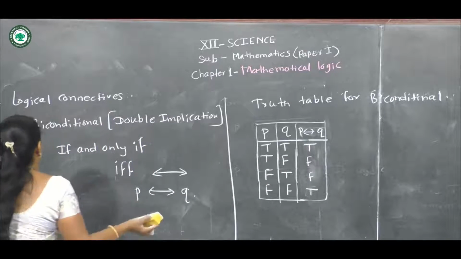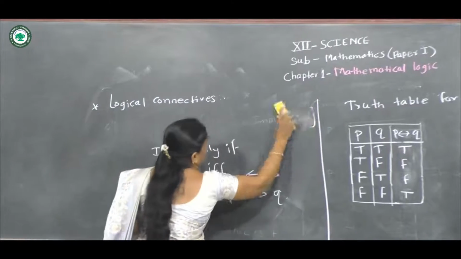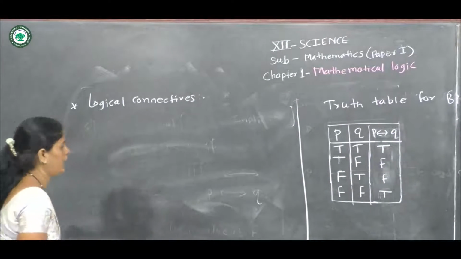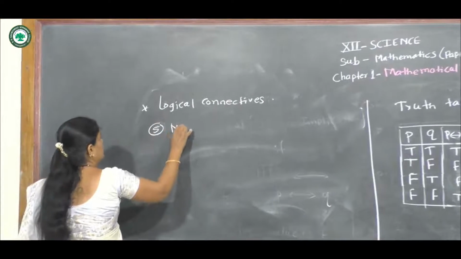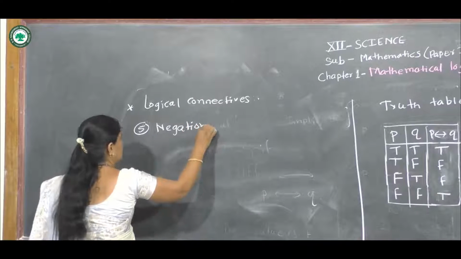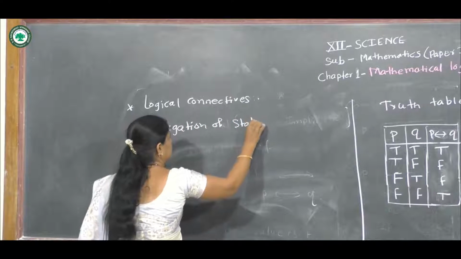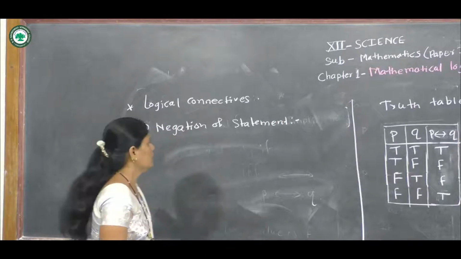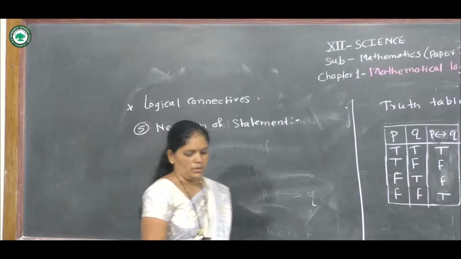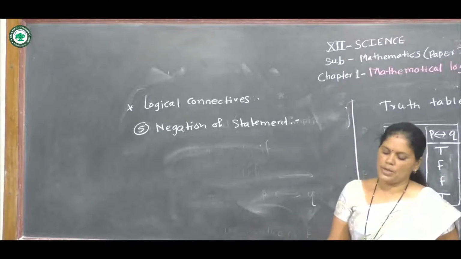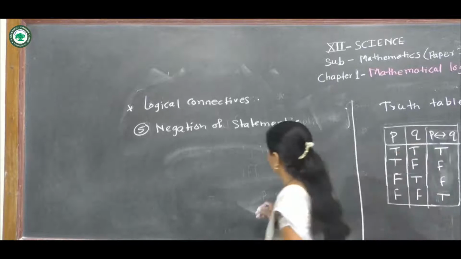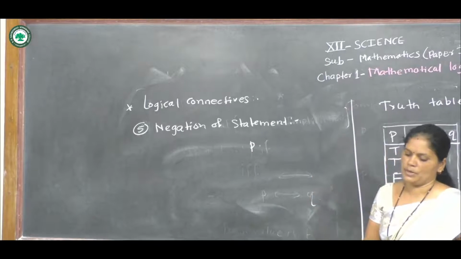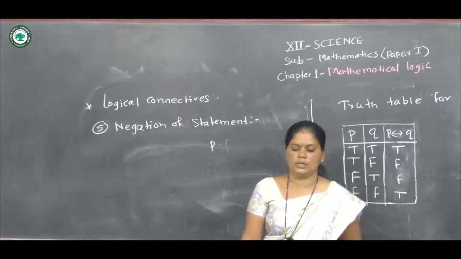The last logical connective, number 5, is negation of a statement. For any given statement P, there is another statement which is the negative of that statement.